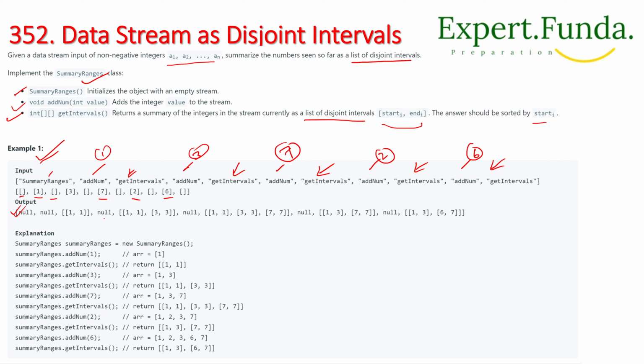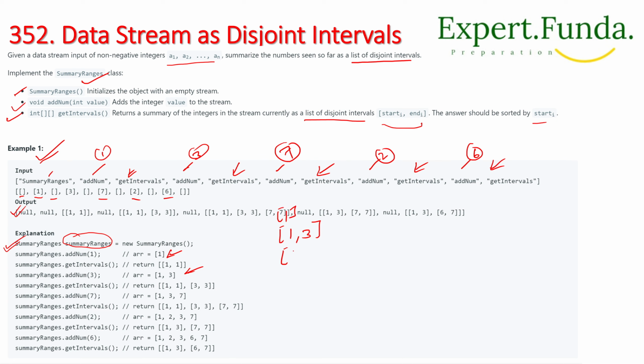Let's understand. First of all, let's assume that we have this class, SummaryRanges, implemented. After that we will have our summary range object, and on the object we will add 1. Let's suppose there is a list, and on the list we add 1 first. Next time it is 3, so we add 3 here. Initially it was 1, now it is 1 3.